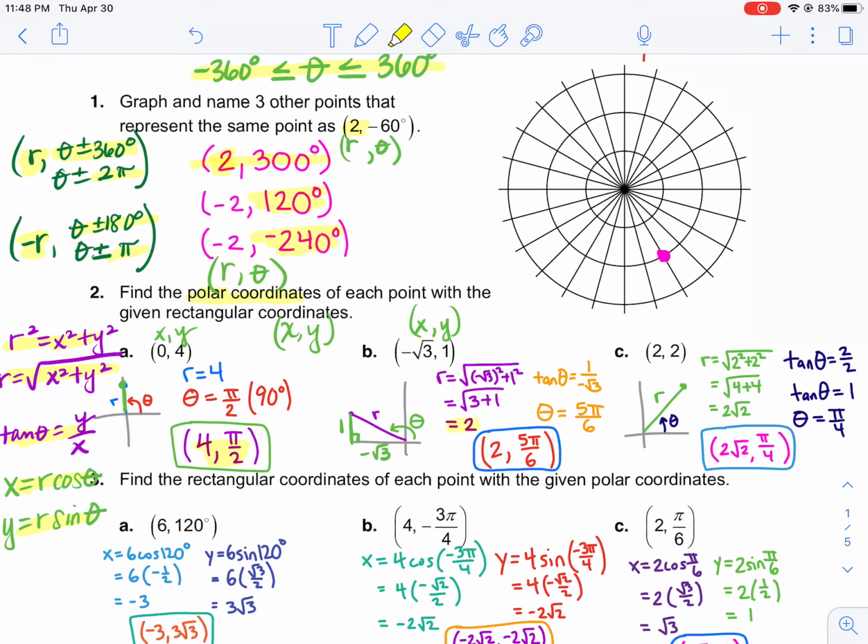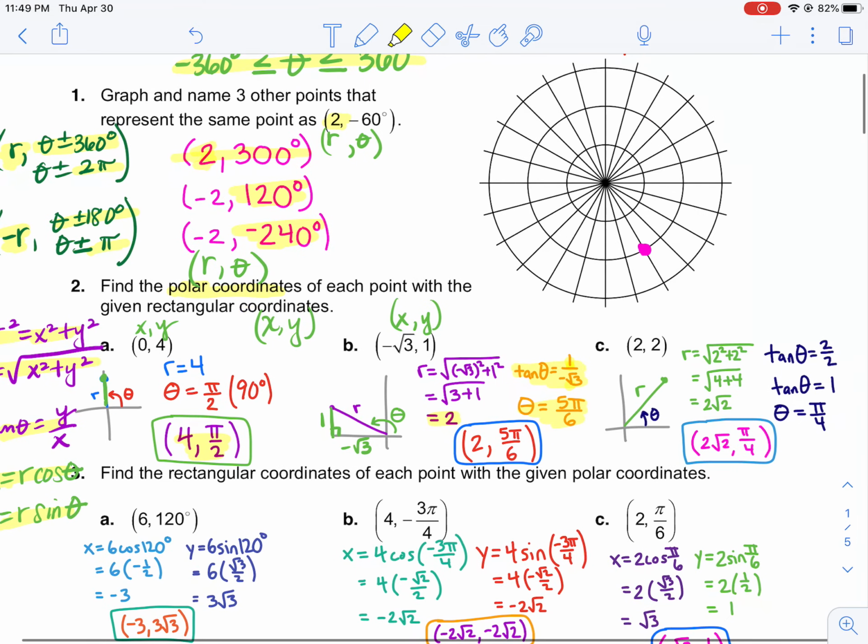And then in order to find that angle measure, I can use tangent, which is opposite over adjacent, and I know that in the second quadrant, the tangent of 5 pi over 6 is equal to 1 over negative root 3. I didn't have to use tangent. I could have used sine or cosine and gotten the same answer as well.